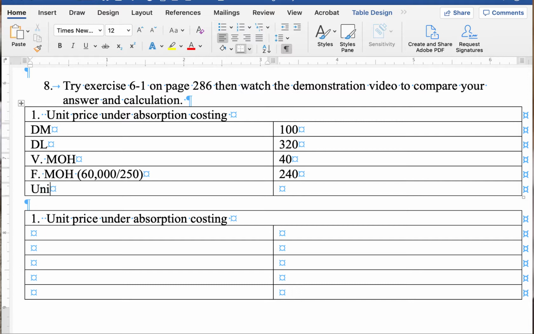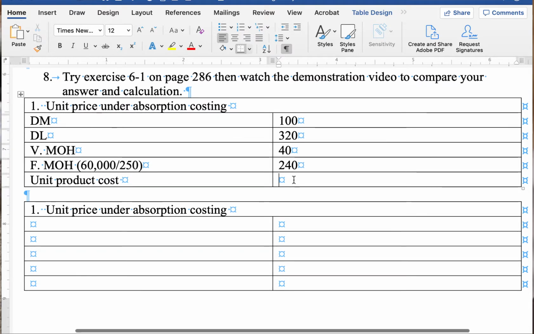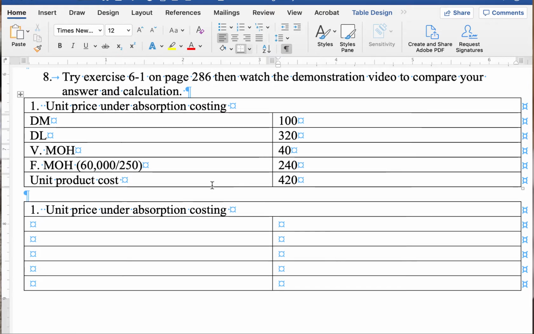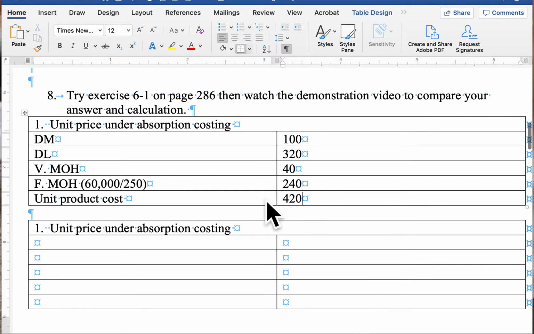So the unit product cost, let's see, 420, if my math is right. That's how much they cost under the absorption costing method. Now, for some reason I have absorption costing twice, so under number 2, I'm just going to change this real quick.